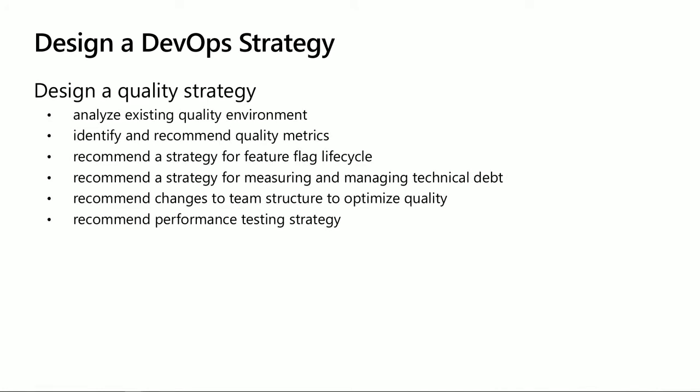All right, so the next bullet point that we have under designing a DevOps strategy is design a quality strategy. And this is all about testing and verifying that the code is up to certain metrics, certain service level agreements, and things of that nature.